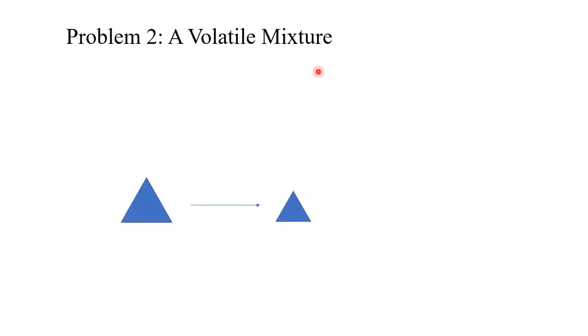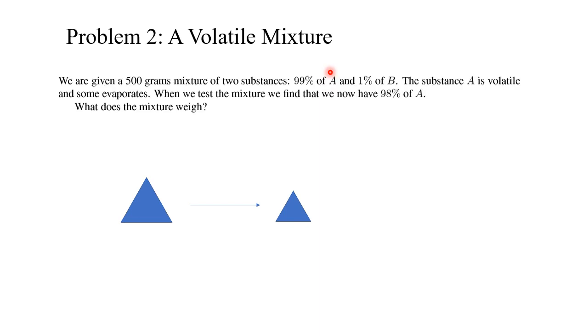Here's another problem. You've got a volatile mixture, and say you have 500 grams of it, and it's made of two substances, 99% of substance A, 1% of B. And A is volatile. It evaporates. So you have your 500 grams, and you leave it for a bit. And when you test it again, it's now 98% of A. So it was 99% of the volatile substance, and now it's 98%. What does it weigh now?